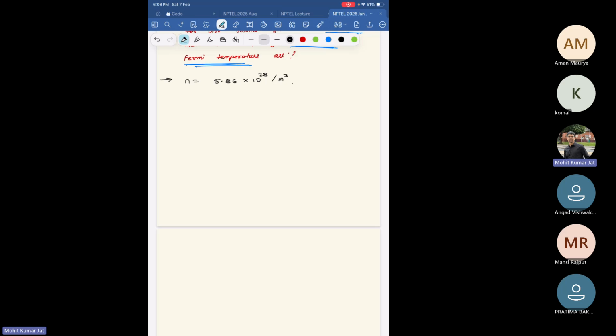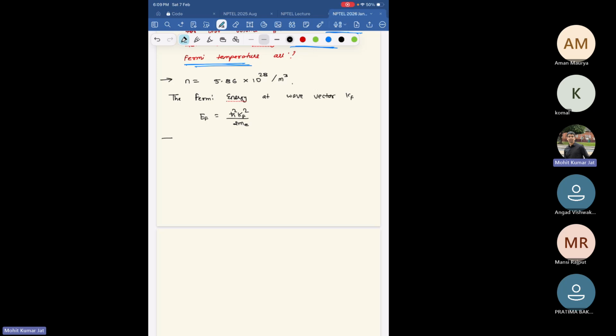And the Fermi energy, we know the energy form: the Fermi energy at wave vector kf is nothing but EF is equal to h bar square kf square by 2 times mass of electron, right?